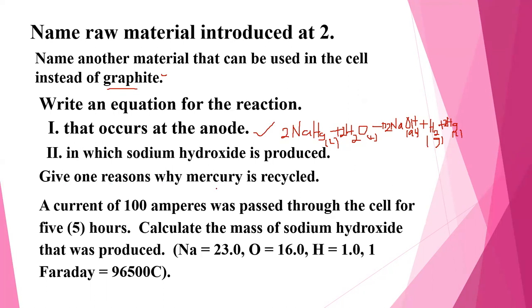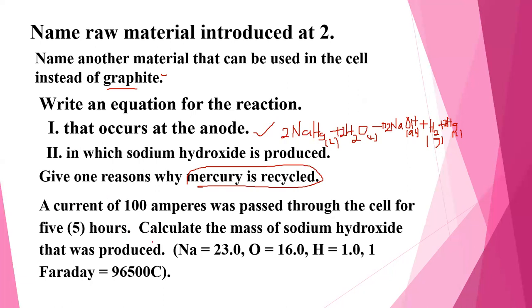Give one reason why the mercury is recycled. The reason why mercury is recycled is because you know that mercury is very poisonous. So when it goes to the atmosphere, it can poison the living things, even human beings. It's very dangerous.